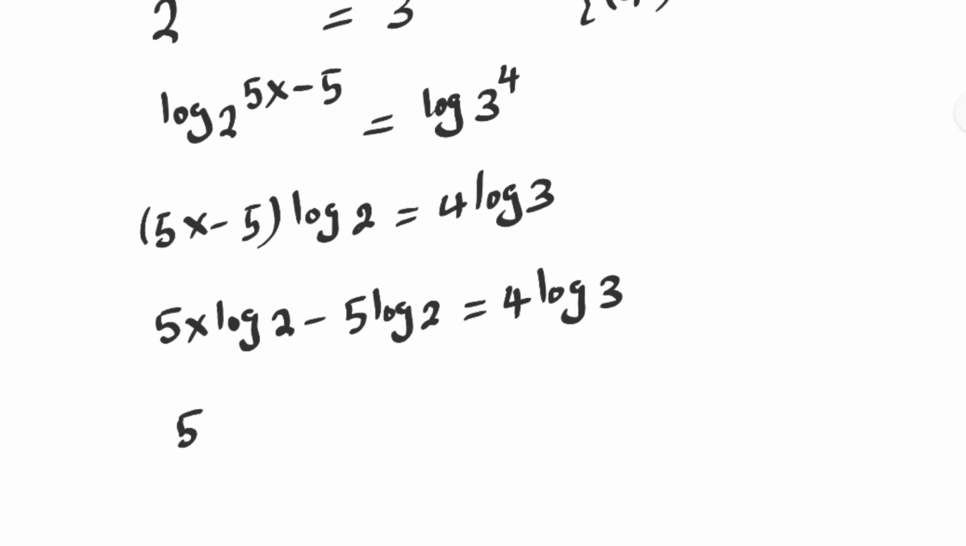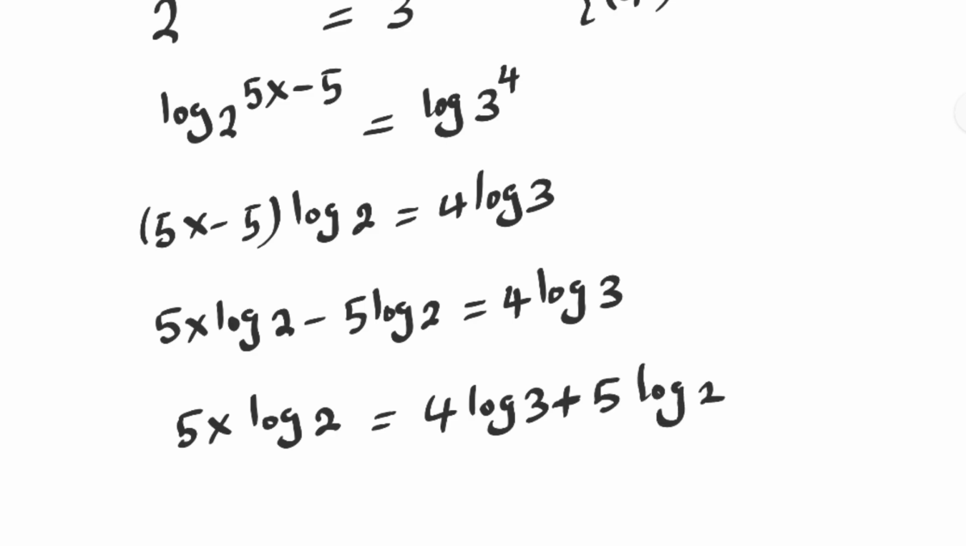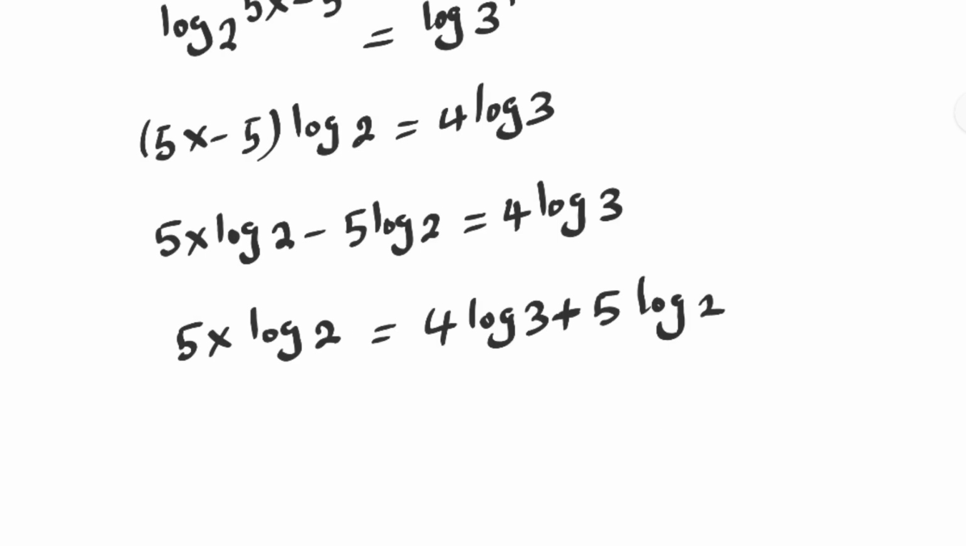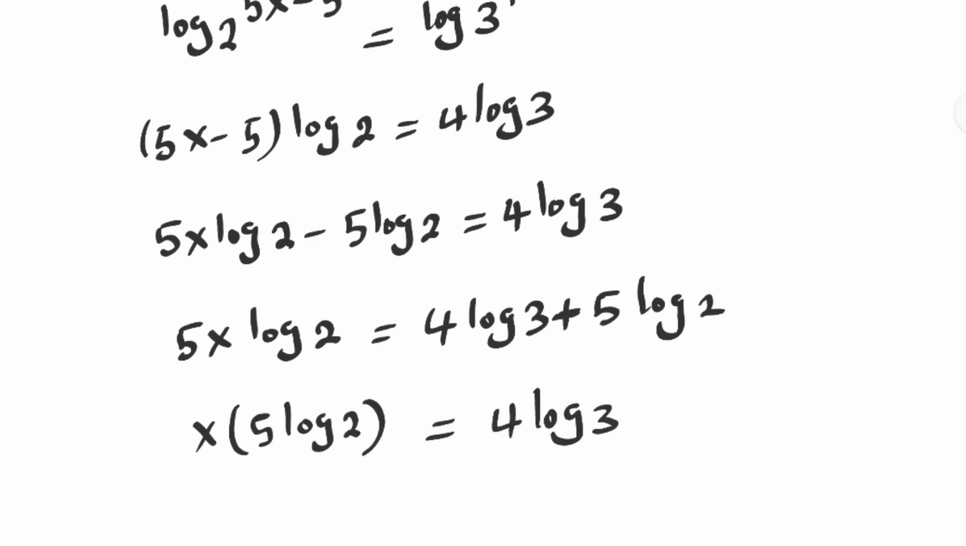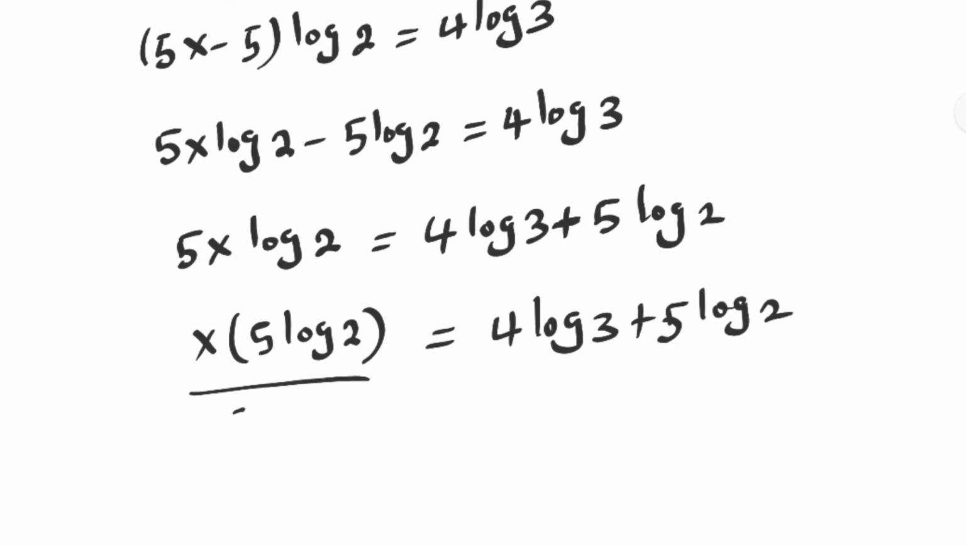Now we have 5x log 2 is equal to 4 log 3 plus 5 log 2. This is same thing as x bracket 5 log 2 is equal to 4 log 3 plus 5 log 2. Now let's divide both sides of this equation by 5 log 2.